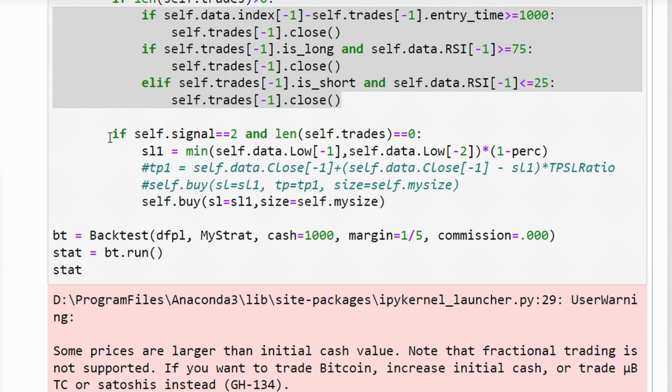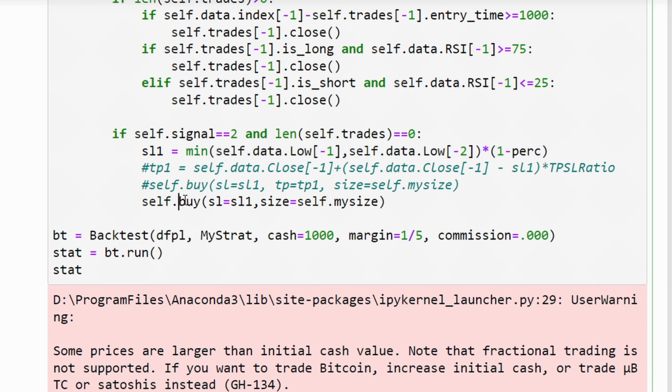Now, if the signal is equal to 2, meaning we have an entry position, and the length of the trades is equal to 0, meaning we don't have an open trade. We are allowing only one trade at a time on the market. We don't want overlapping trades to be opened simultaneously. This is where we're going to apply our stop loss value. So stop loss 1 is equal to the minimum between the current candle's low or the previous candle's low, whichever provides the lowest price, and we're going to multiply by 1 minus this percentage, which is 2% here.